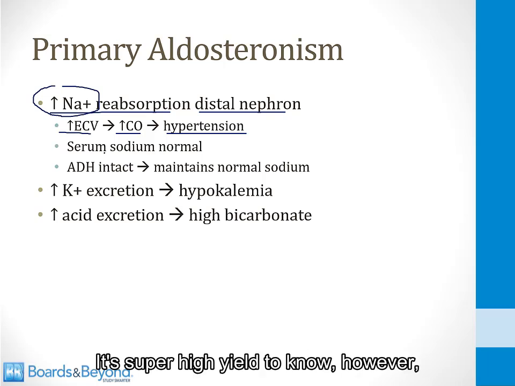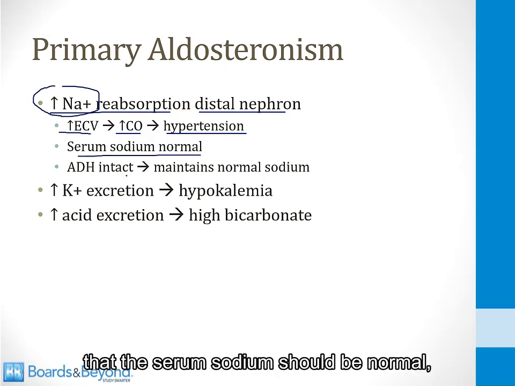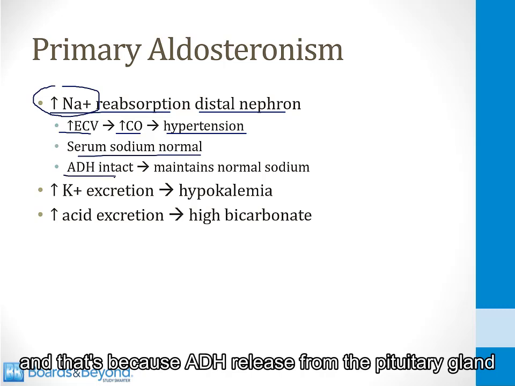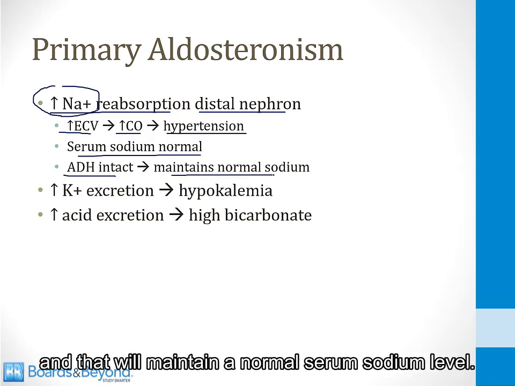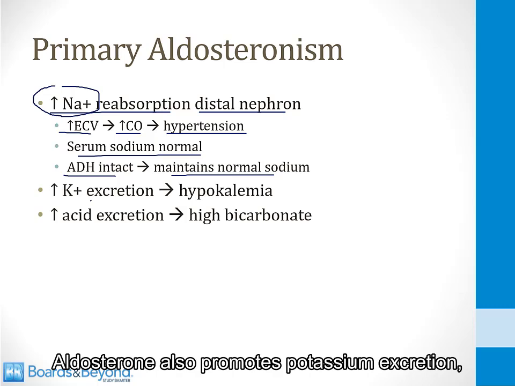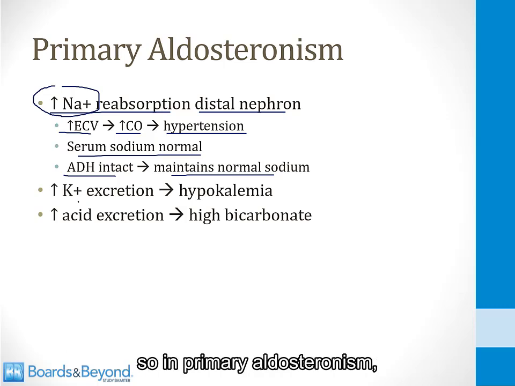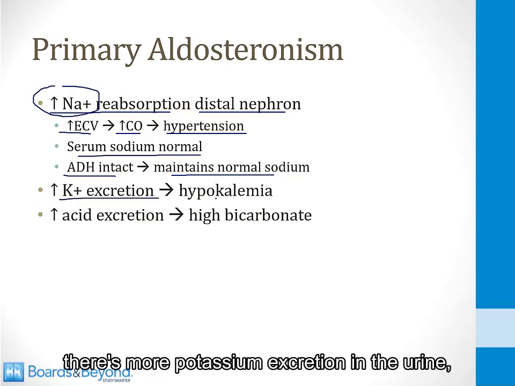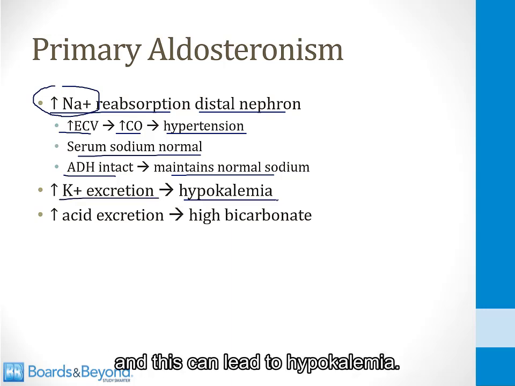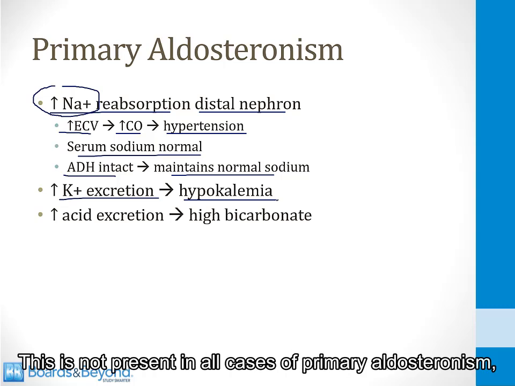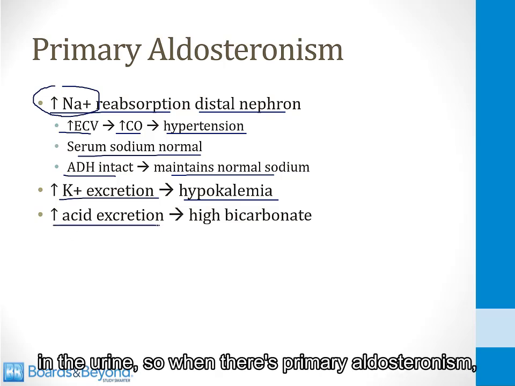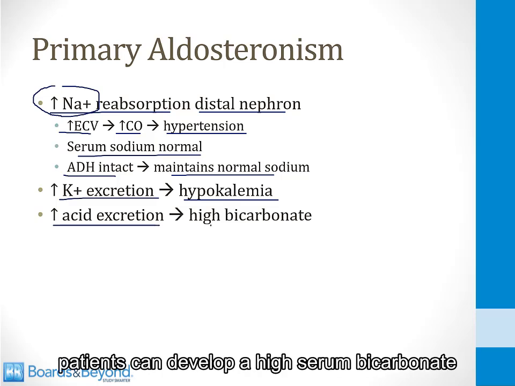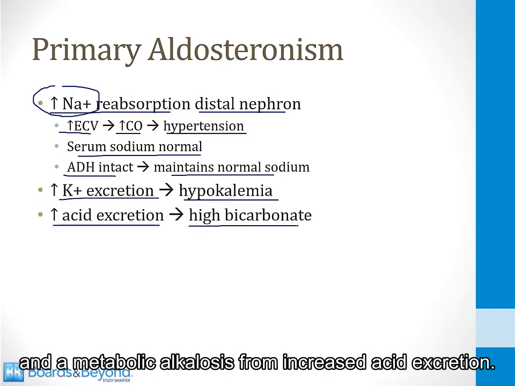It's super high yield to know, however, that the serum sodium should be normal. And that's because ADH release from the pituitary gland is intact in primary aldosteronism, and that will maintain a normal serum sodium level. Aldosterone also promotes potassium excretion, so in primary aldosteronism there's more potassium excretion in the urine, and this can lead to hypokalemia. This is not present in all cases of primary aldosteronism, but it can be. And then aldosterone also promotes acid excretion in the urine, so when there's primary aldosteronism, patients can develop a high serum bicarbonate and a metabolic alkalosis from increased acid excretion.